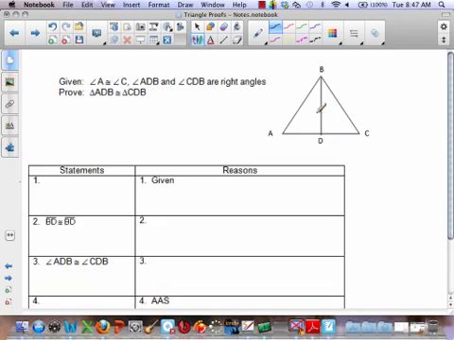All right, so here we are. We're looking at number 1. We have triangle ABC with BD drawn from angle B. And we're given a little bit of information here. We're told that angle A is congruent to angle C, and ADB and CDB are right angles. What are we being asked to prove?